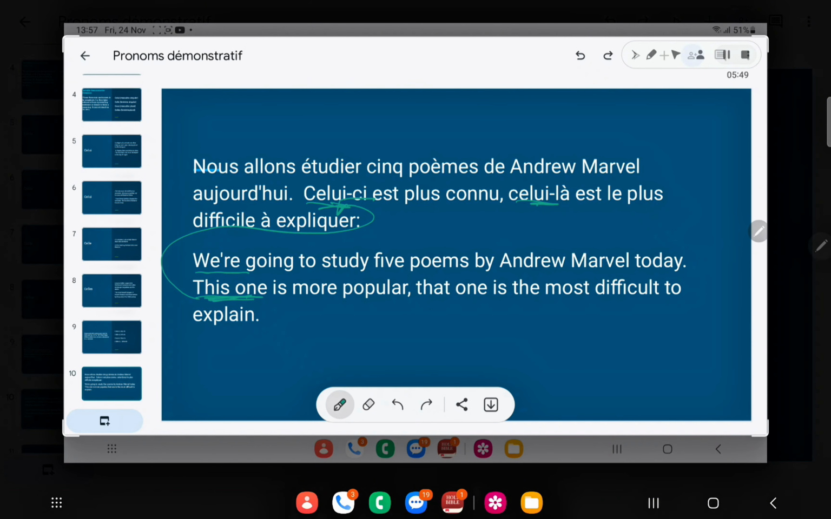So celui-ci is performing the same function as a demonstrative pronoun, but in this instance it is more descriptive in the sense that it is telling you the exact pinpoint location. In this case, we have celui-ci, the one here, this one here. Then celui-là is like that one there, that one, as seen in this example. This one and that one. So that's the function of là and ci.